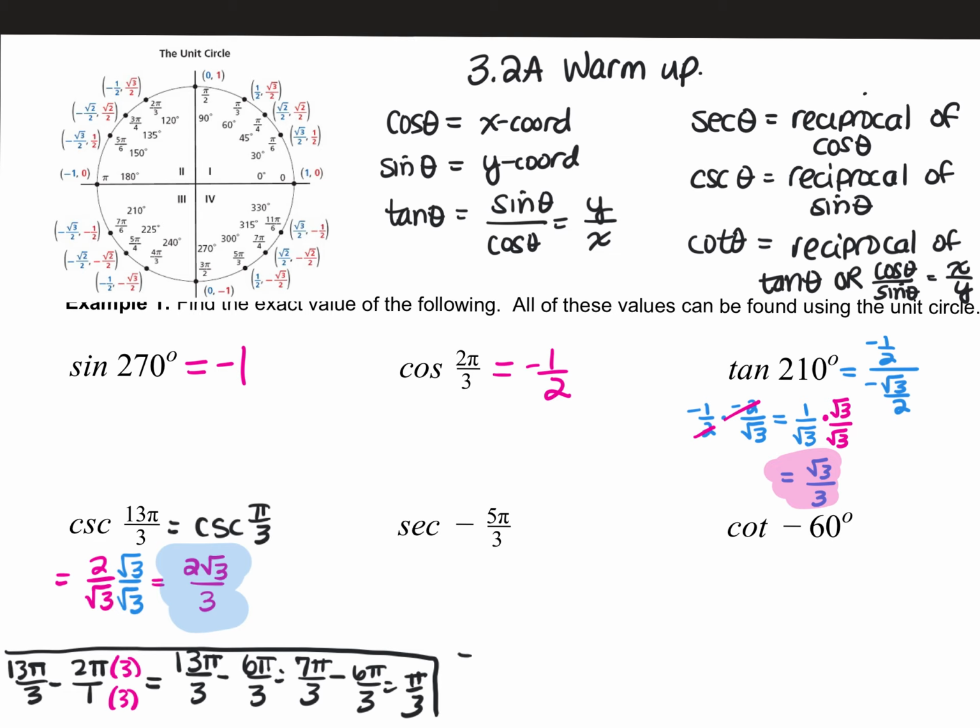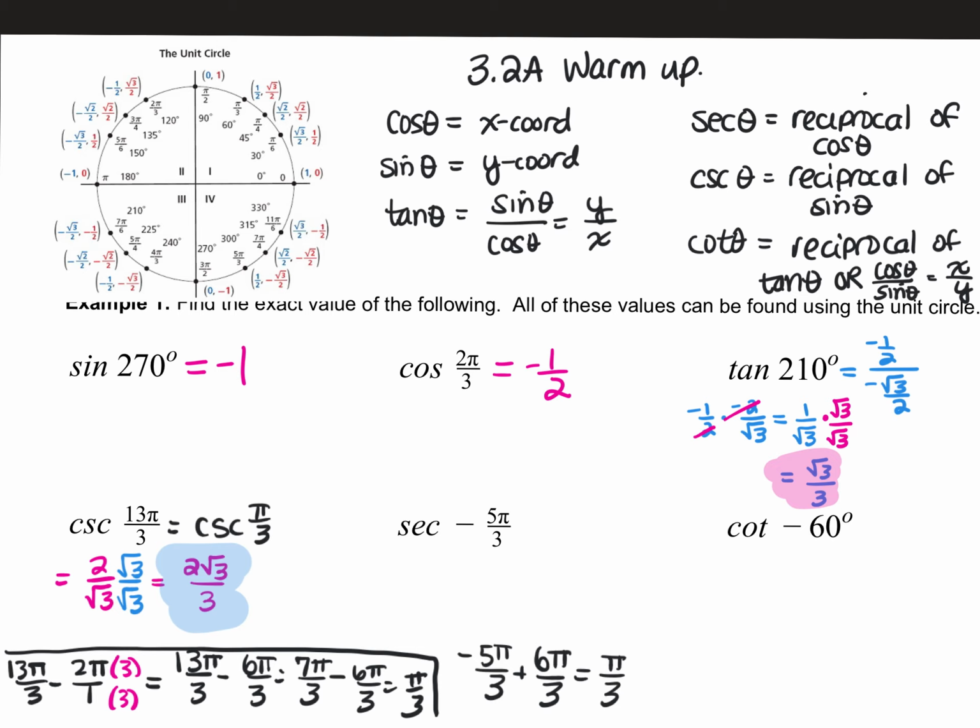So I'm going to start by thinking about the fact that we're looking at a negative angle. This time, instead of subtracting a rotation, I'm going to add a rotation. So I'm going to add 6 pi over 3 based on what we did in the previous example, and that's going to give me pi over 3.